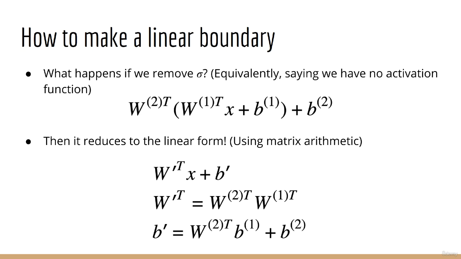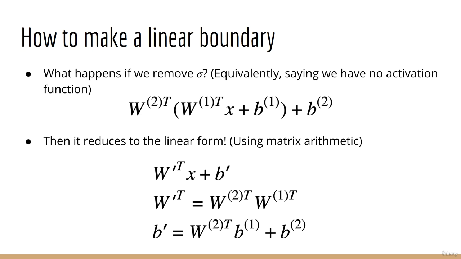So let's see what would happen if we had no sigmoids at all. Let's suppose we have a regression network with no sigmoid. Then it's just W2 transpose times W1 transpose X plus B1 plus B2. Of course, using basic arithmetic, we can expand the product due to the fact that there's no sigmoid.